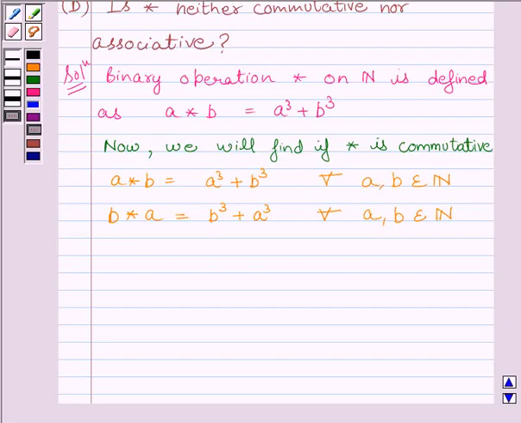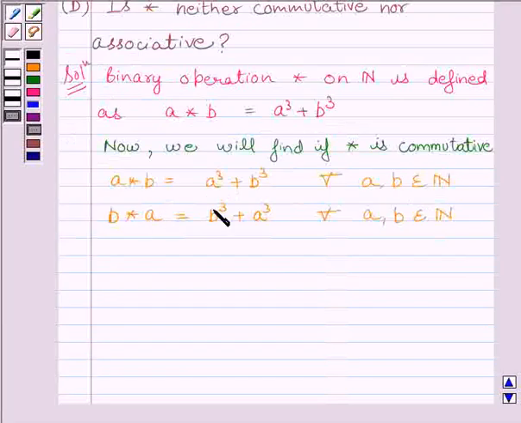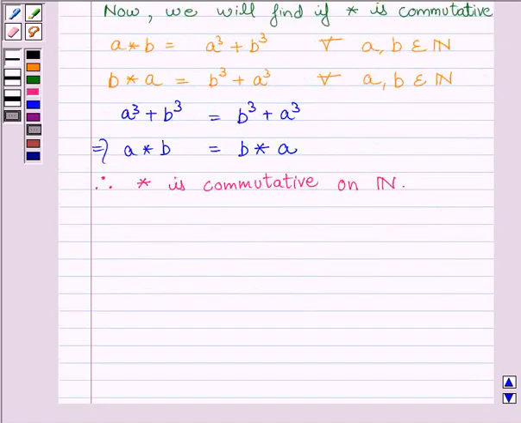We know from key idea that star is commutative if a star b is equal to b star a. So, we can see a cube plus b cube is equal to b cube plus a cube. This implies a star b is equal to b star a. Now, since a star b is equal to b star a, therefore, star is commutative. So, we can write star is commutative on set N, where N is the set of all natural numbers.